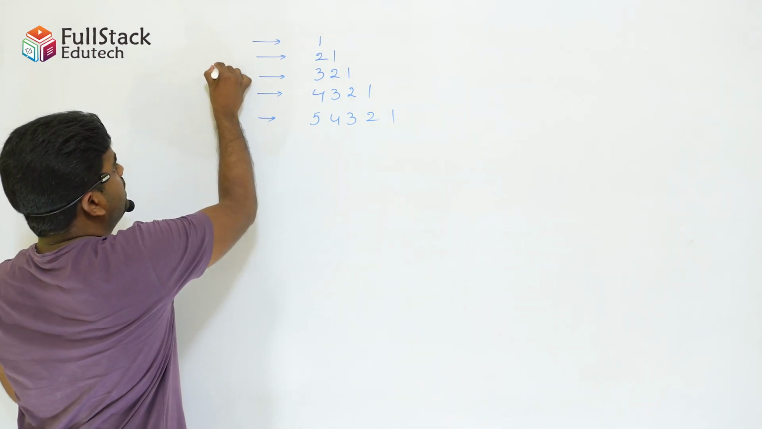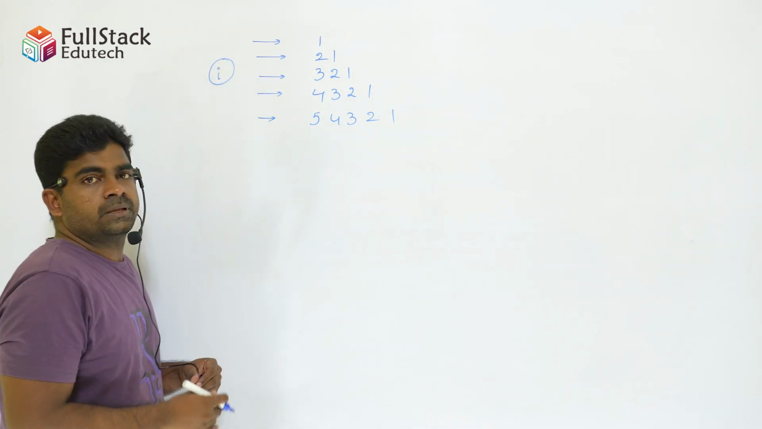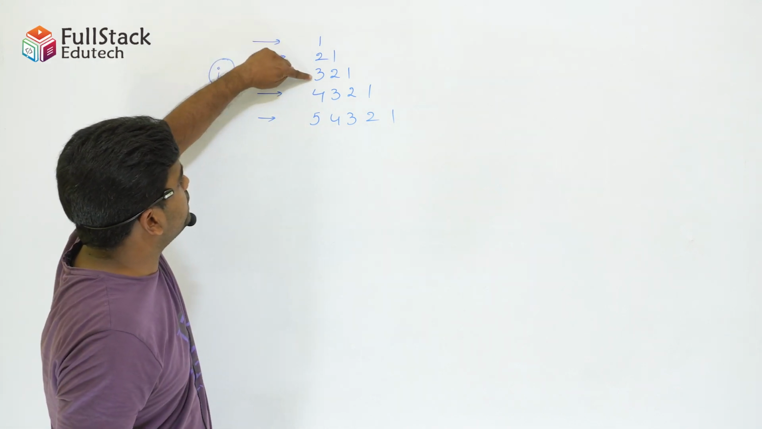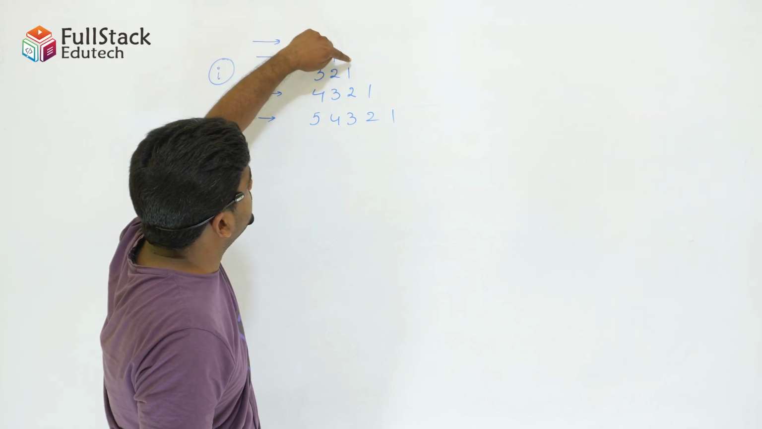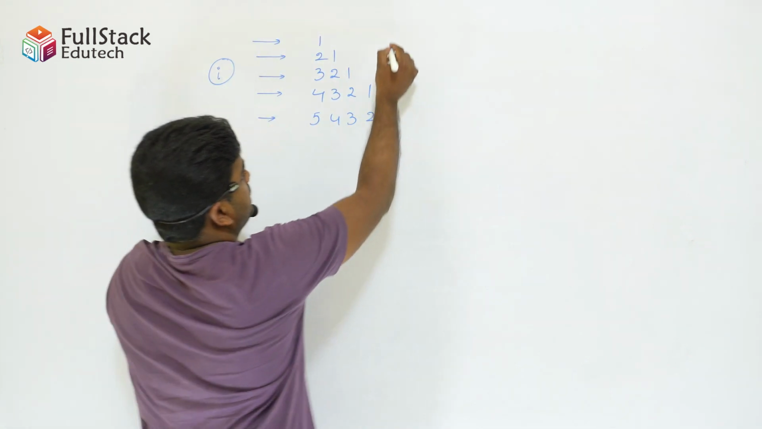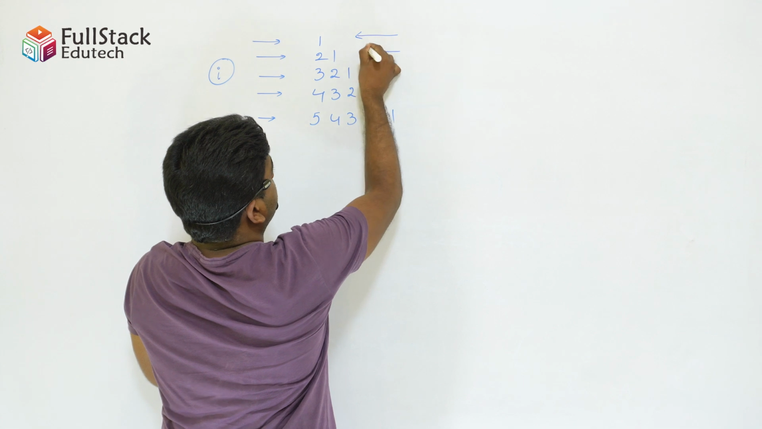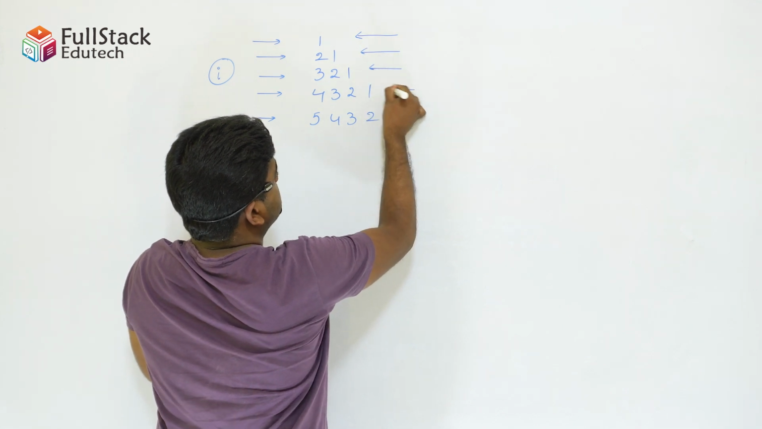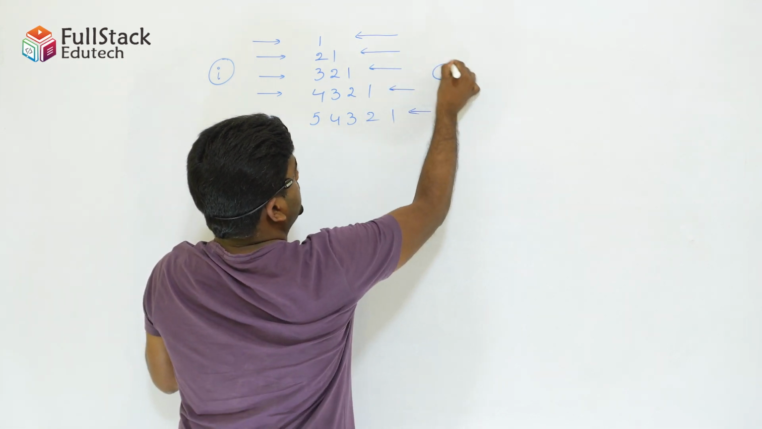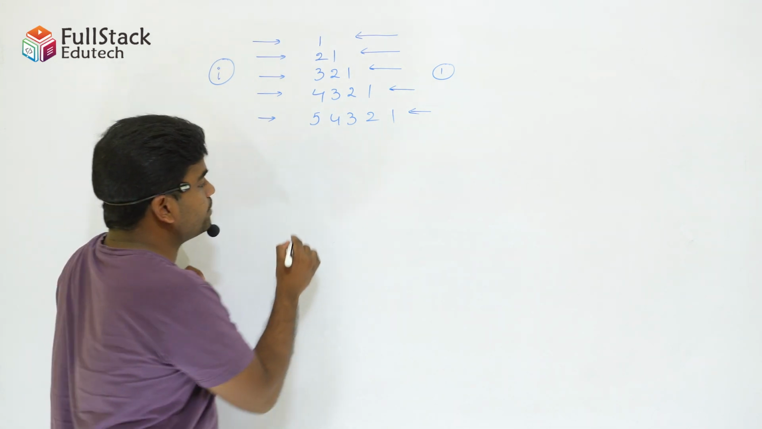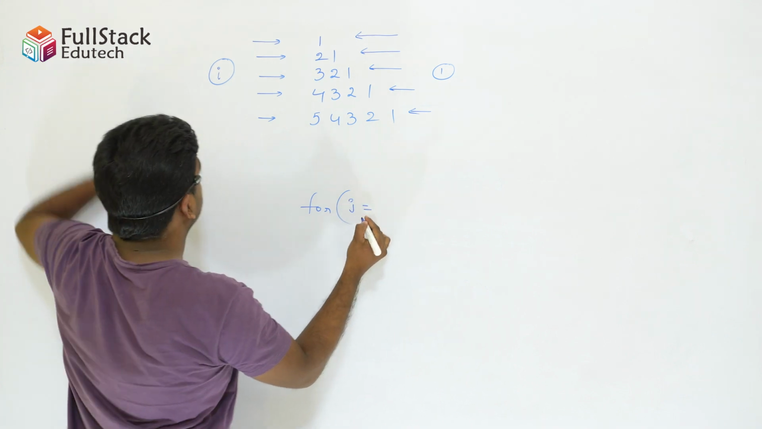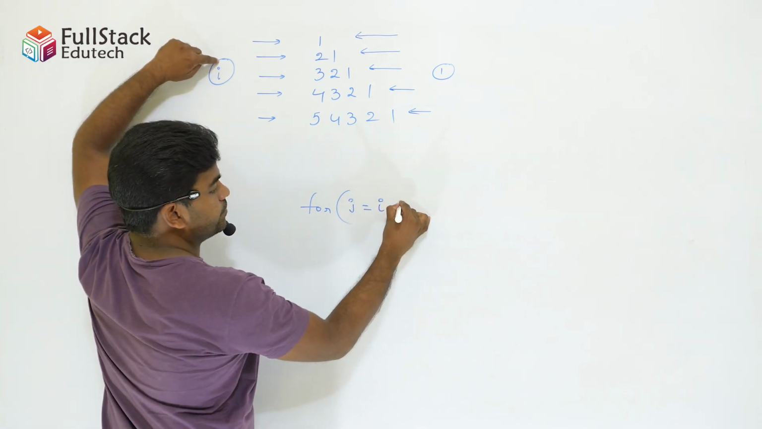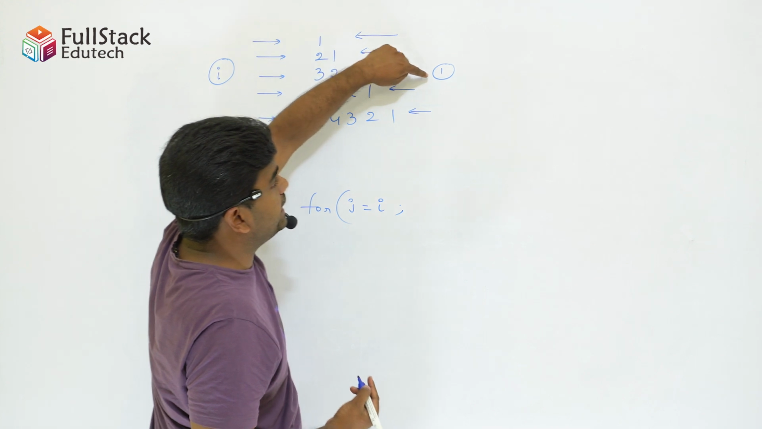Take one variable, i. Every row starts with a different value, that is i. But every row ends with the same value, that is 1. So whenever you are printing using an inner loop, every row starts with i and every row ends with 1.